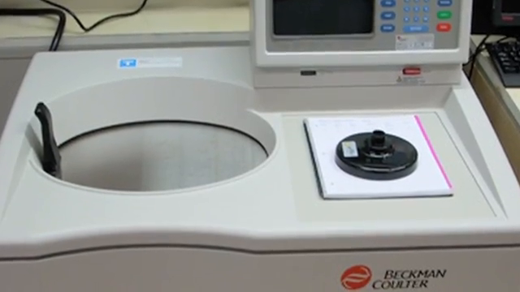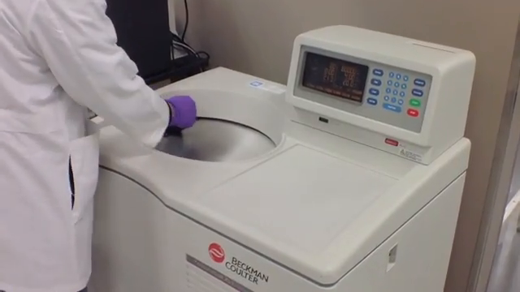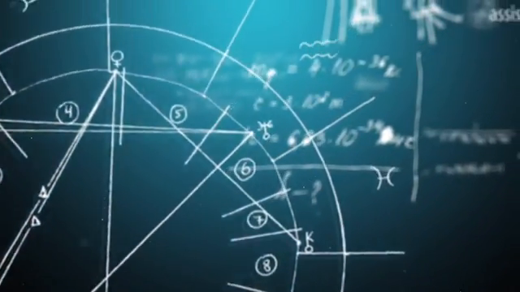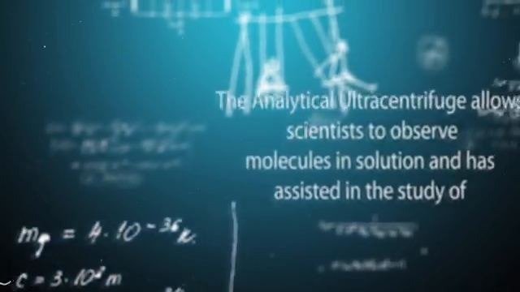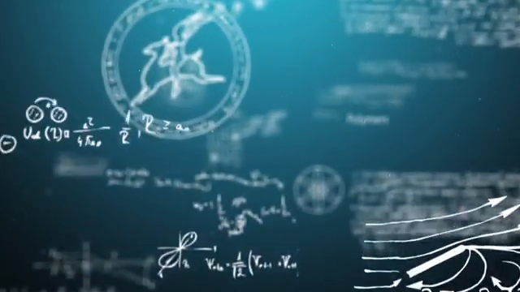The invention of the analytical ultracentrifuge has changed the way scientists have approached the fields of molecular biology and biochemistry immeasurably. The analytical ultracentrifuge allows scientists to observe molecules in solution and has assisted in the study of DNA, proteins, carbohydrates, and polymers, among many other items.